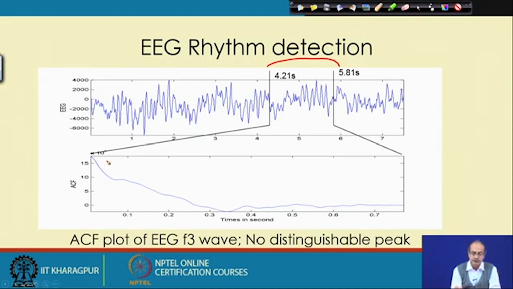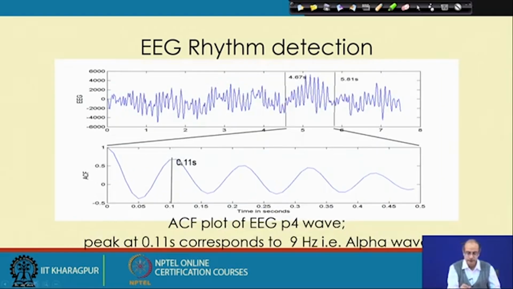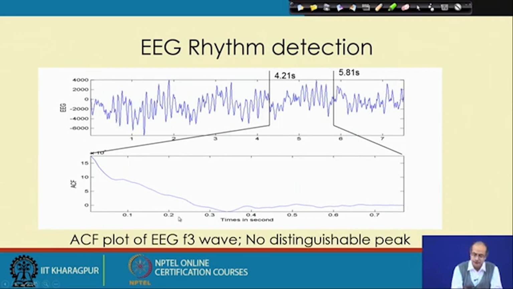Visually it looks like a similar kind of thing is there, but when we take the ACF plot, the autocorrelation plot, in the same way for this EEG recording, that is the F3 wave, we do not find any peak, unlike the previous one. In the previous case, we could get a peak here, at 0.11 second, but in this case we do not find any peak for the autocorrelation function of the F3 signal. We see only the valley.